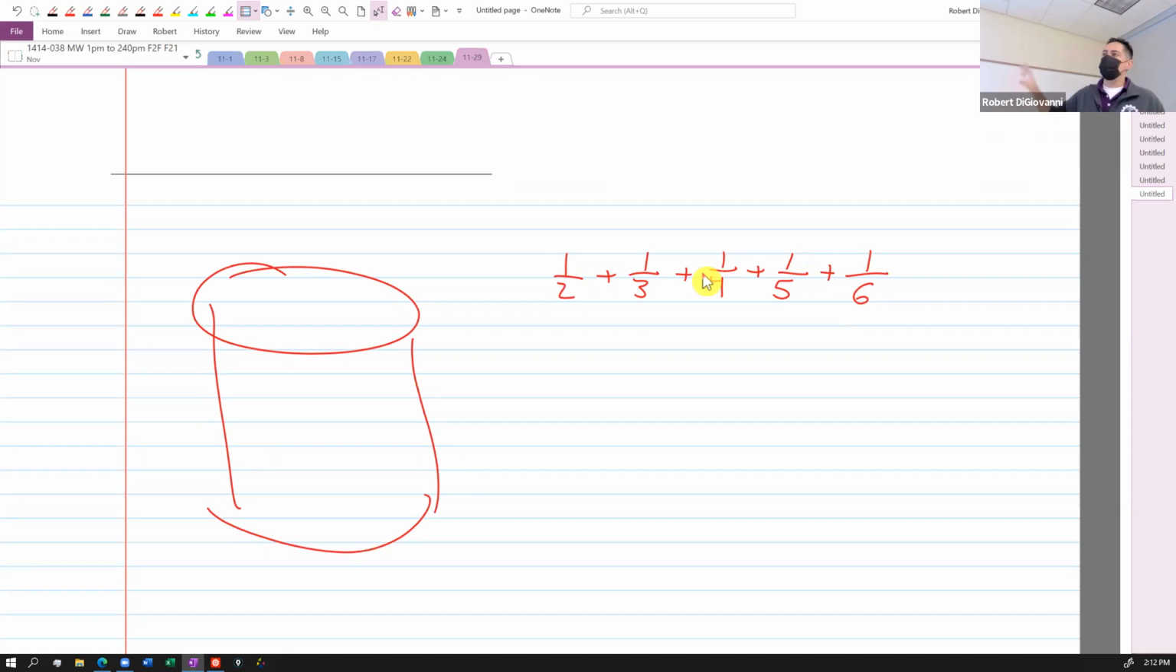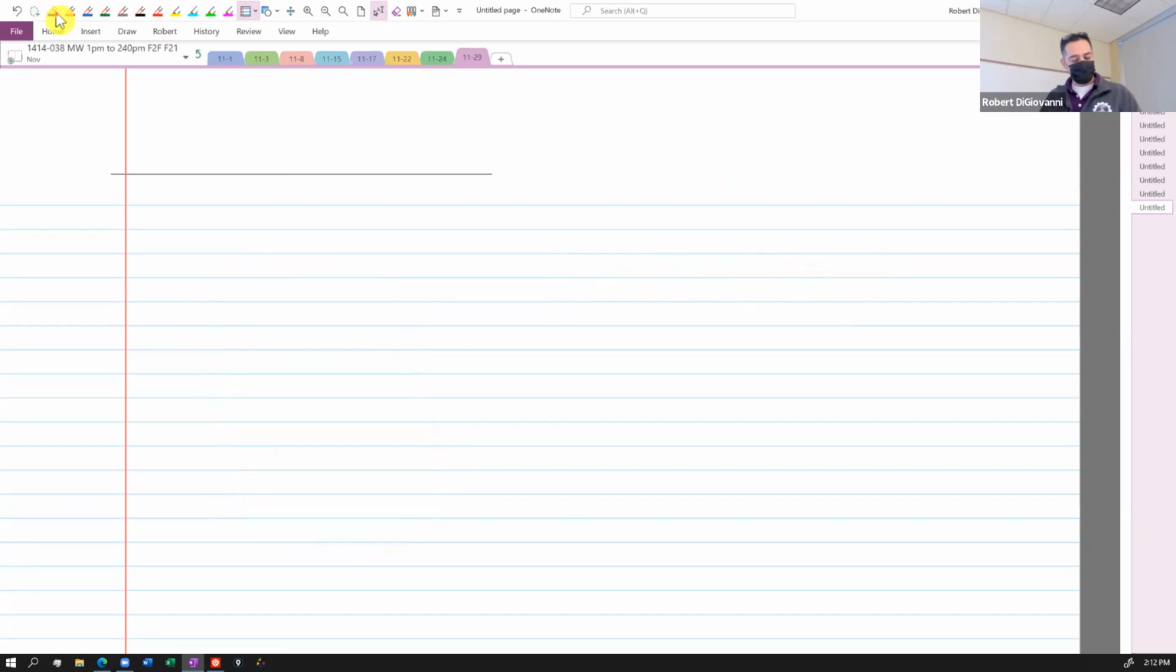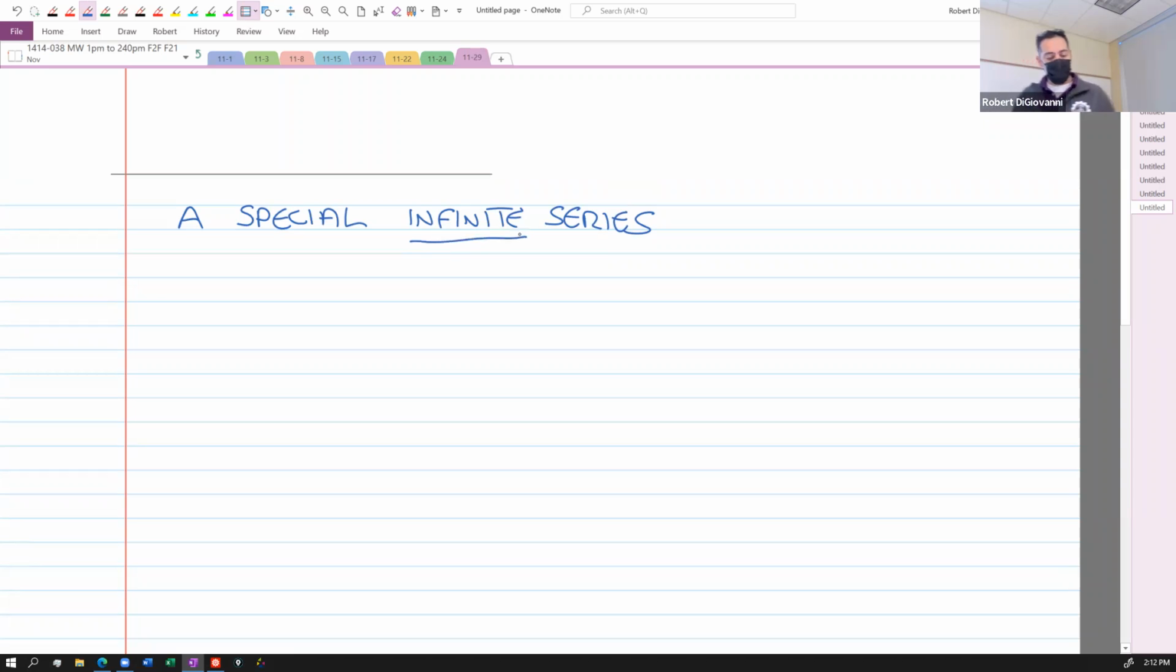But there's one particular type of series, one that we can talk about today. And this will be kind of like the last thing for today. I want to talk about one very special series, a special infinite series. I gave you formulas a little while ago for 3 special finite series. This is a special infinite series, and it's called the geometric series.